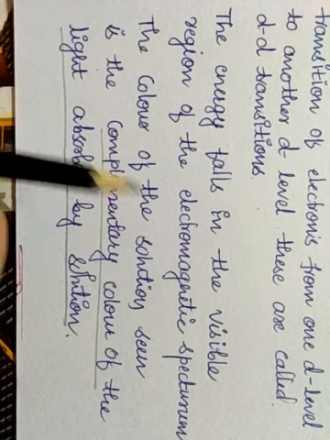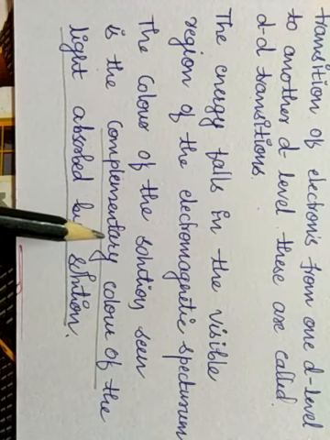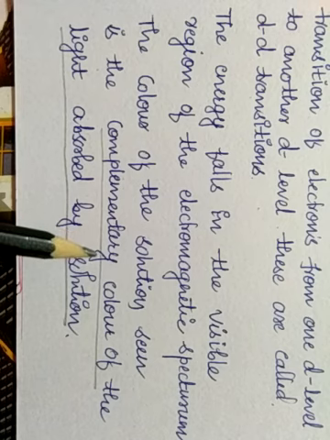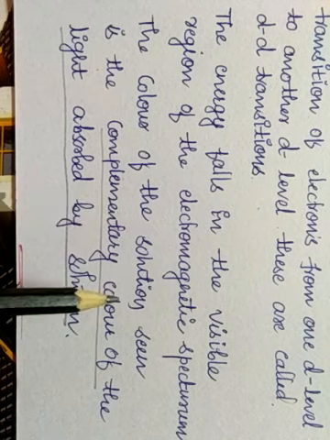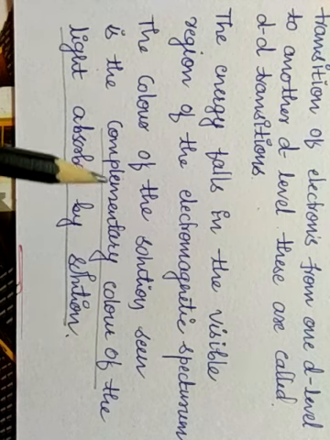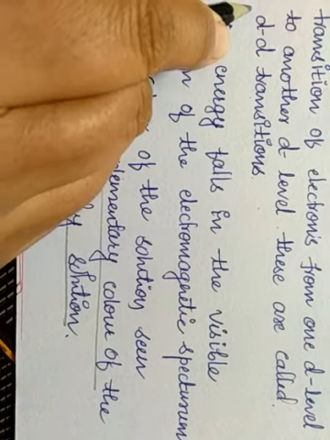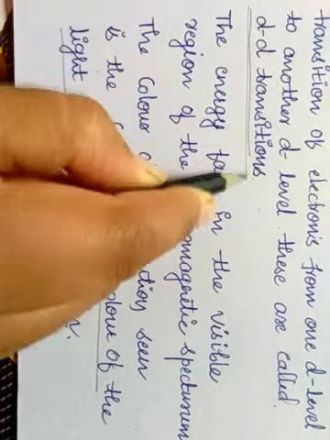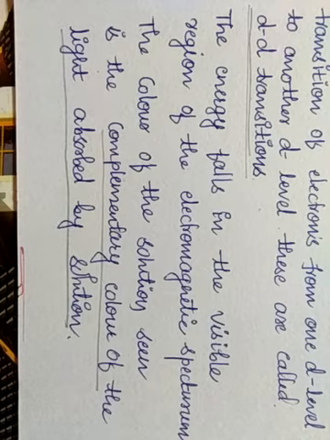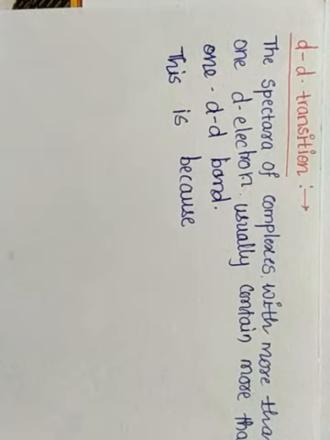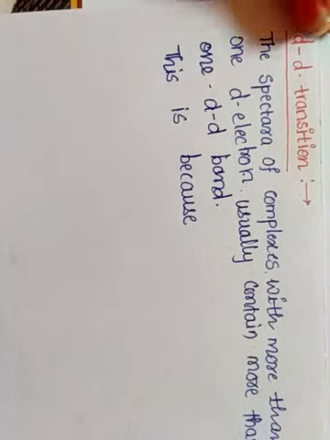All these things happen in the color of the transition metal ion. It is because of what? The different colors are due to the transition of electrons from one D level to another D level, and this is called the DD transition itself. I have already told you the meaning of DD transitions. So in the next part we are going to deal with this DD transition.